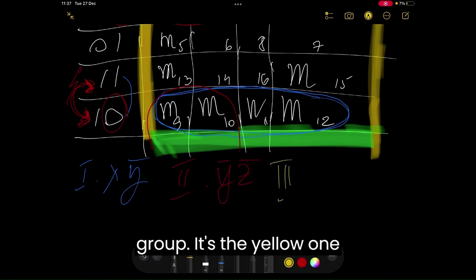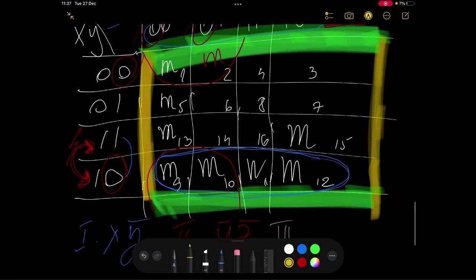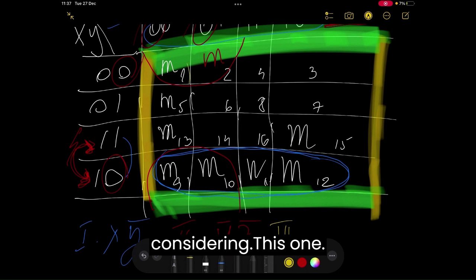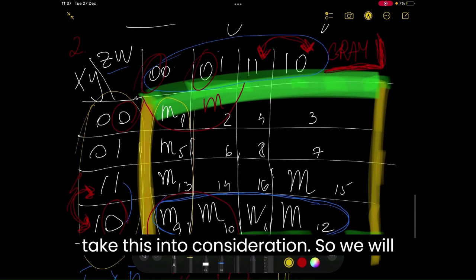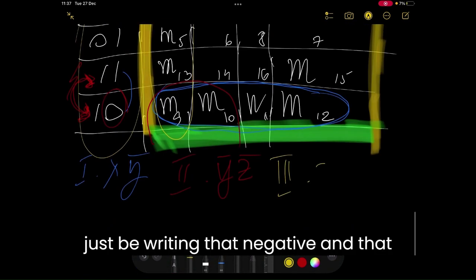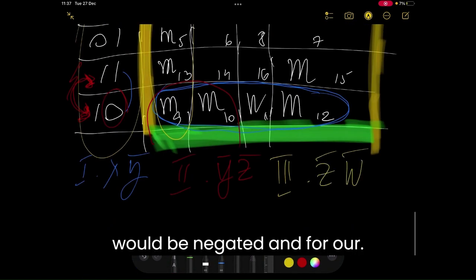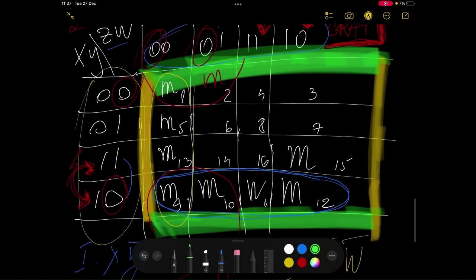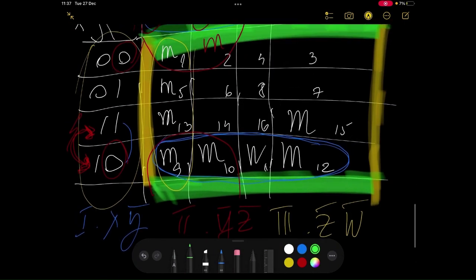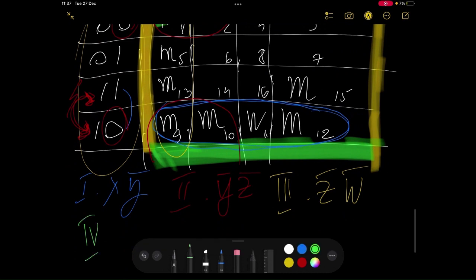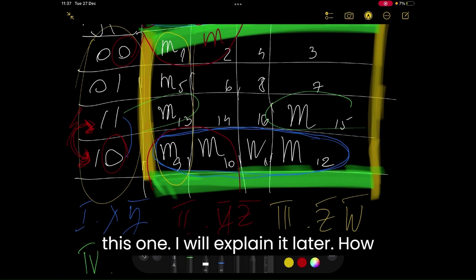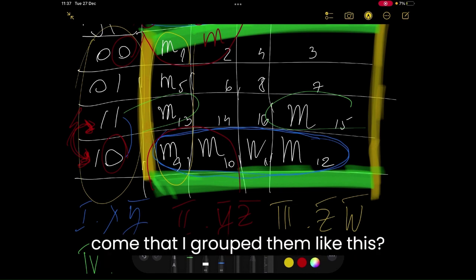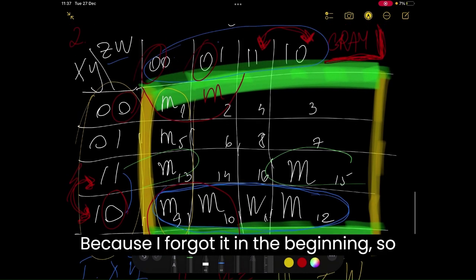For the third group, it's the yellow one, I will be considering this one. Here everything changes, so we do not take this into consideration. So we will just be writing Z negated and double V negated. And for our fourth group, the green one, I will be doing this one and this one. I will explain it later how come that I grouped them like this, because I forgot it in the beginning.